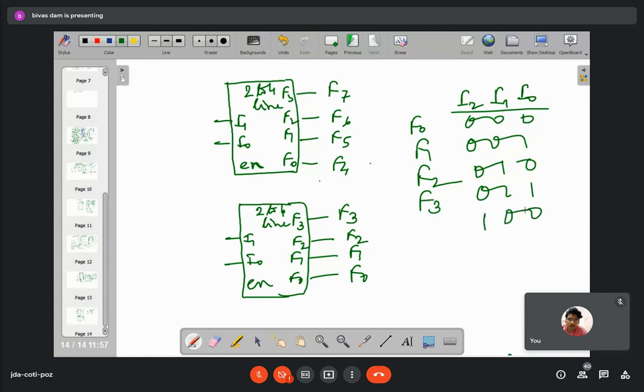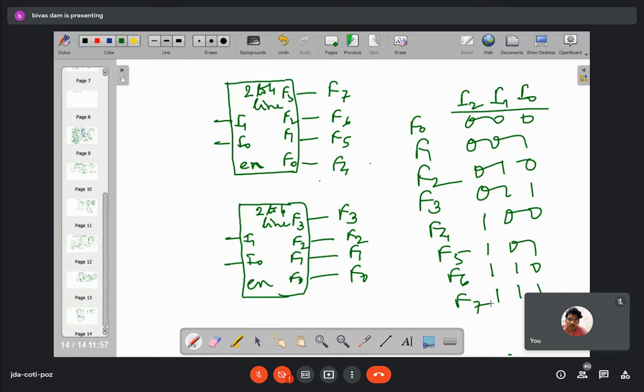When it is 1, 0, 0, what is the required output? F4. Required output means the output which becomes active. The other outputs will provide logic 0, inactive. When it is 1, 0, 1, which output will become active? F5. Then 1, 1, 0, F6, and 1, 1, 1, F7.